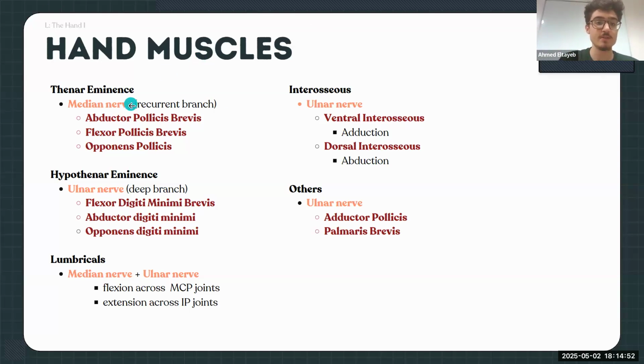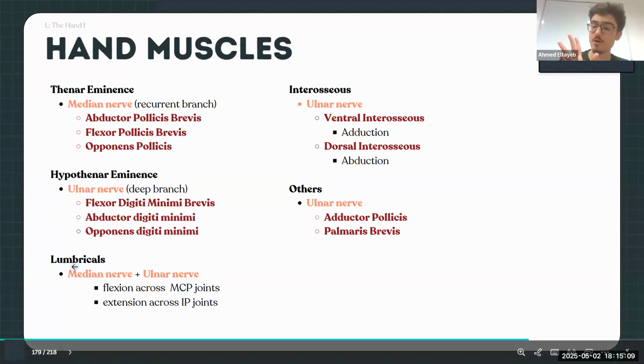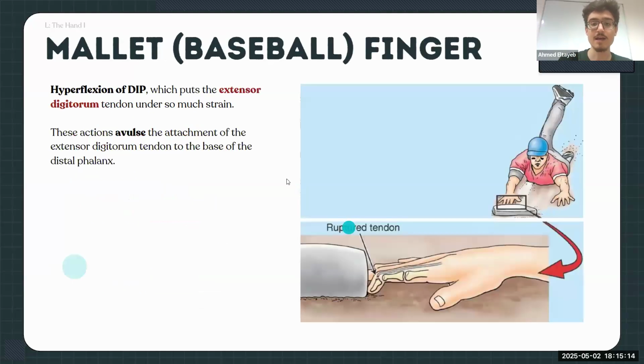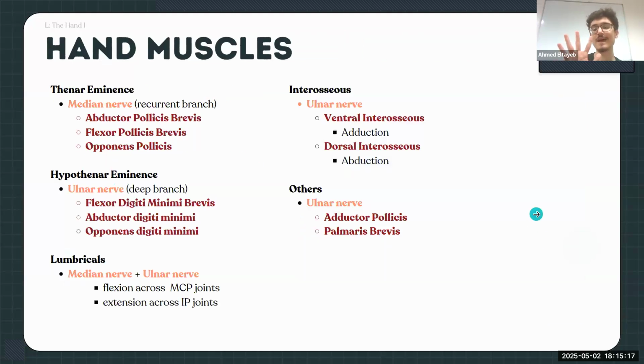For the thenar eminence, which is innervated by the median nerve, you're going to have these three muscles, and they're responsible for movement of the thumb. The hypothenar, which is located right here, is responsible for movement mainly of your pinky. Now, your lumbricals are mainly movement of your digits, but in a specific manner. I'll explain it later. And your interosseous are for abduction and adduction of your digits. And then you also have adductor pollicis and palmaris brevis, because remember, you have palmaris longus. Of course, you can have a palmaris brevis.